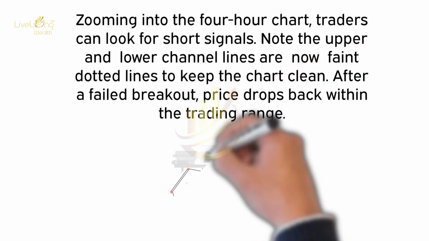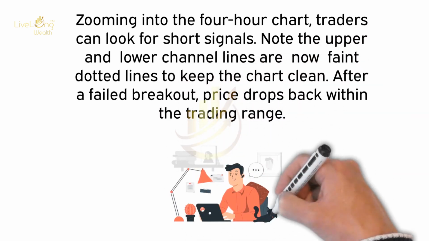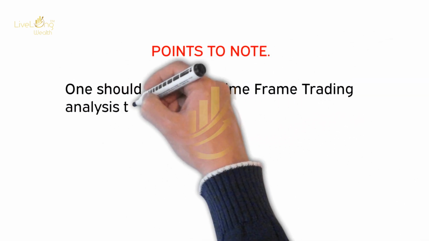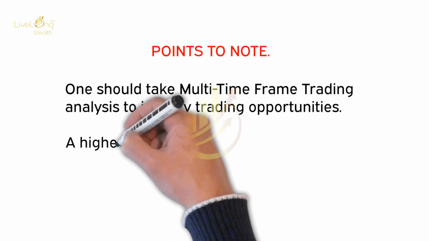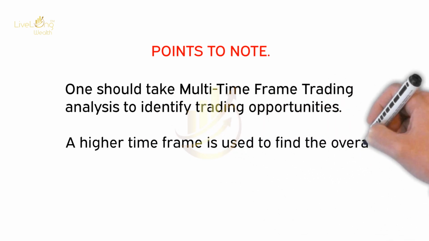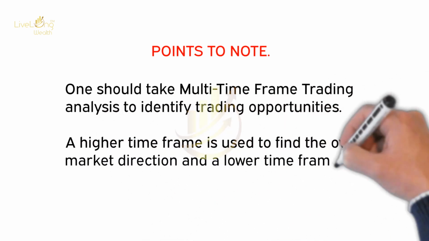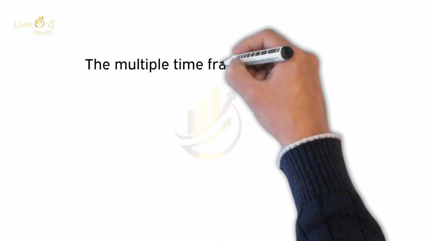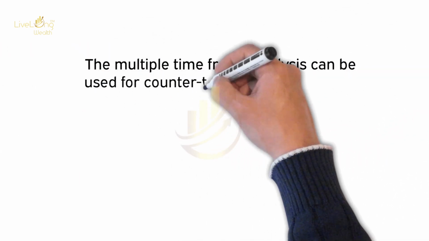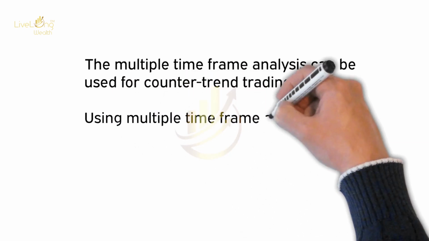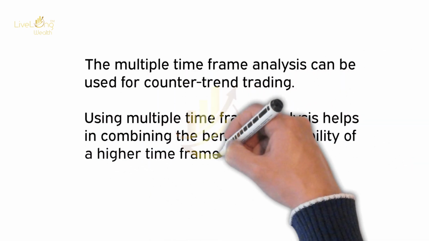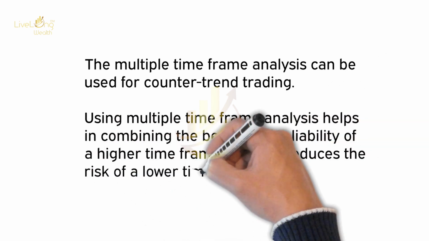Points to note. One should take multi-time frame trading analysis to identify trading opportunities. A higher time frame is used to find the overall market direction, and a lower time frame is used to find an entry for the trade. The multiple time frame analysis can be used for counter-trend trading. Using multiple time frame analysis helps in combining the benefits of reliability of a higher time frame, and also reduces the risk of a lower time frame.